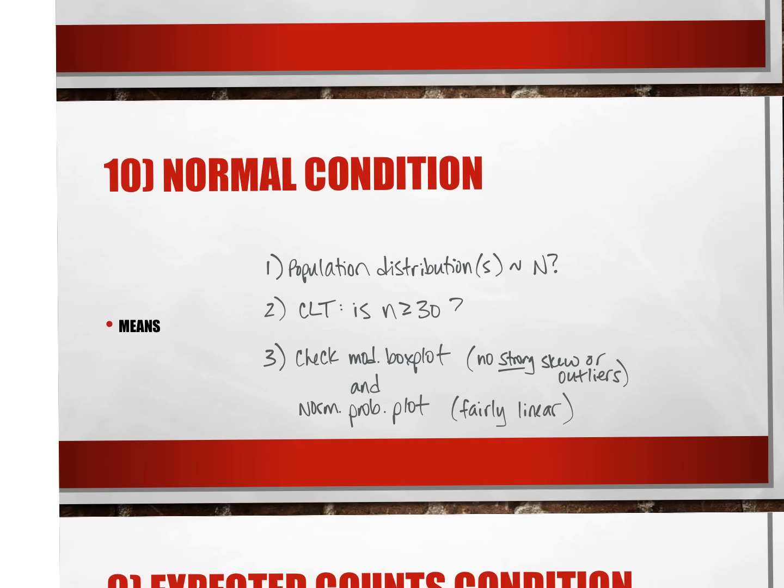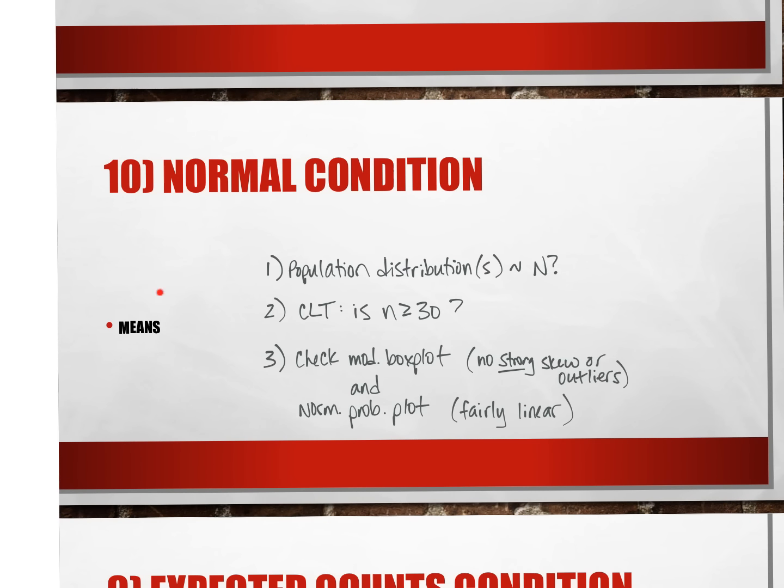Okay, so what about the normal condition if it's not proportions? That would mean it's means. You're looking at an x bar or something. Scenario number 1, maybe you are told the population distribution is approximately normal. That is the best case scenario. Then you can say normal condition has already been met because you're told the population distribution itself is normal. Scenario number 2, if you're not told this anywhere in the problem, then check the CLT. Is the sample size greater than or equal to 30? If it is, awesome. That means our sampling distribution of x bar will be approximately normal.